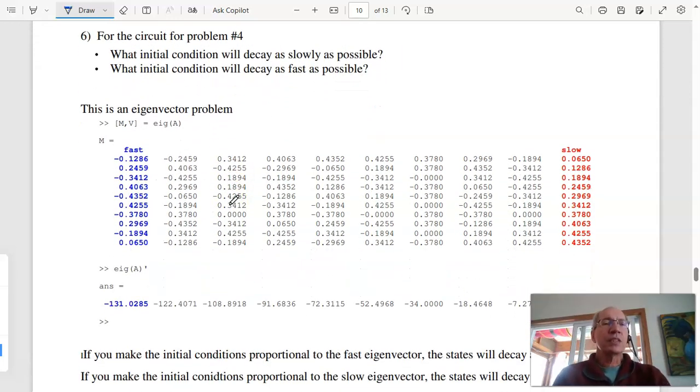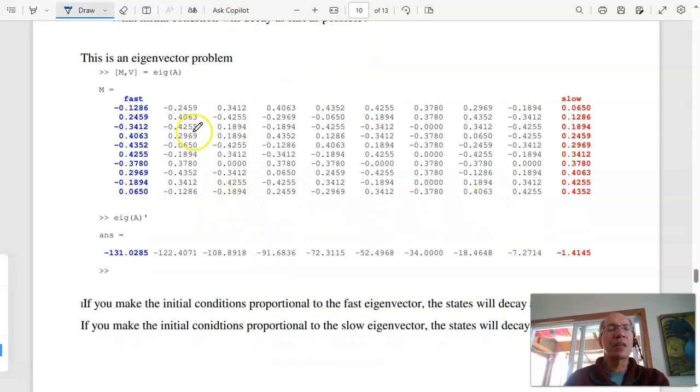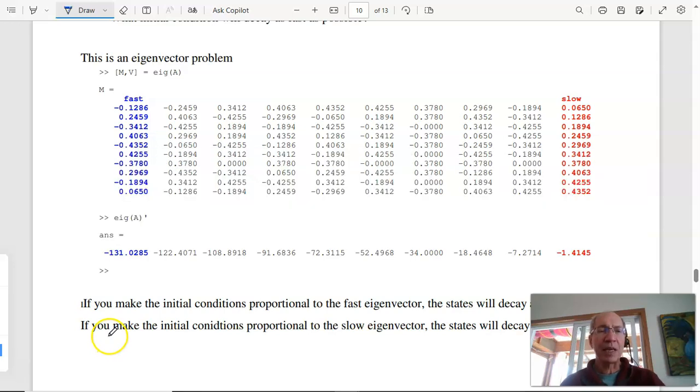Finally, problem 6 asks what initial condition makes it decay slowly, and what initial condition makes it decay quickly. That's an eigenvalue eigenvector problem. In MATLAB, I've got a 10 by 10 matrix, 10 eigenvectors, and 10 eigenvalues. The fast eigenvector decays as the fast eigenvalue. If this is my initial condition, that decays as e to the minus 131t. If that's my initial condition, it decays as e to the minus 1.4t. So let's see that in MATLAB.